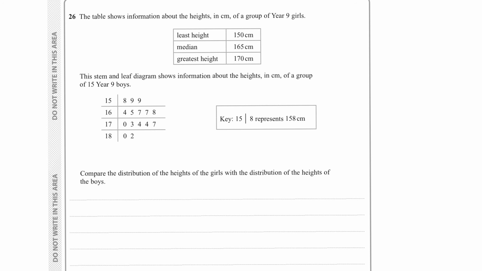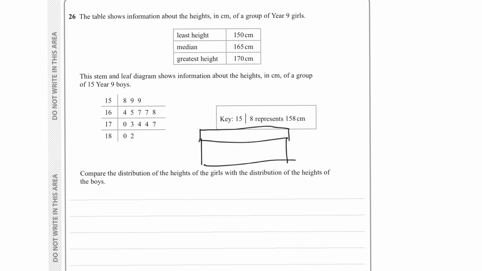a group of year 9 girls. And it's given us a stem and leaf diagram. So it wants us to compare the distribution of the heights of the girls with the distribution of the heights of the boys. The boys have been given as a stem and leaf. The girls have been given in a table. So let's try and compare. The first thing we can do is the girls table has given us the median, the least height, and the greatest height. So we can work out those for the boys.